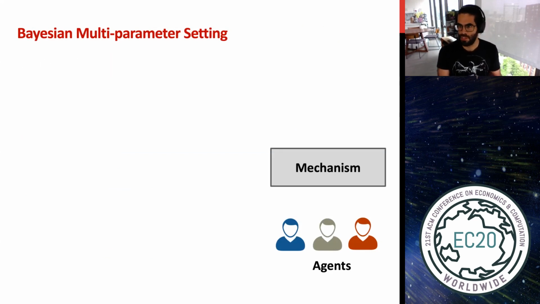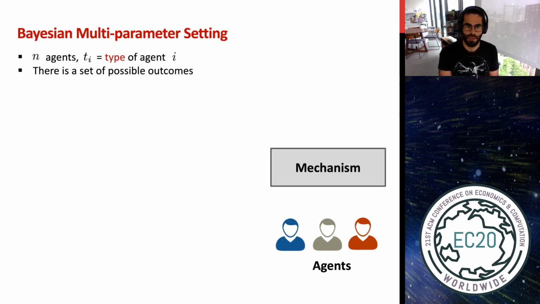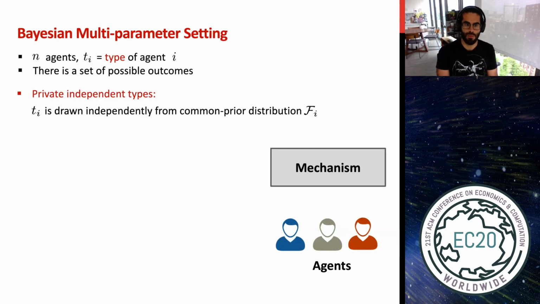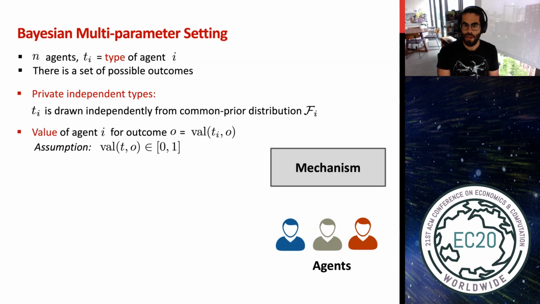So let me try to tell you what is the setting that we are interested in this talk, which is the general Bayesian multi-parameter setting of mechanism design. We have n agents. Each agent i has a type Ti, and there is a set of possible outcomes. We assume the types are independent, drawn from known common prior distributions Fi. And then each agent, given a type Ti and given an outcome O, has a value for this pair of type and outcome. For simplicity, I assume these values are between 0 and 1.